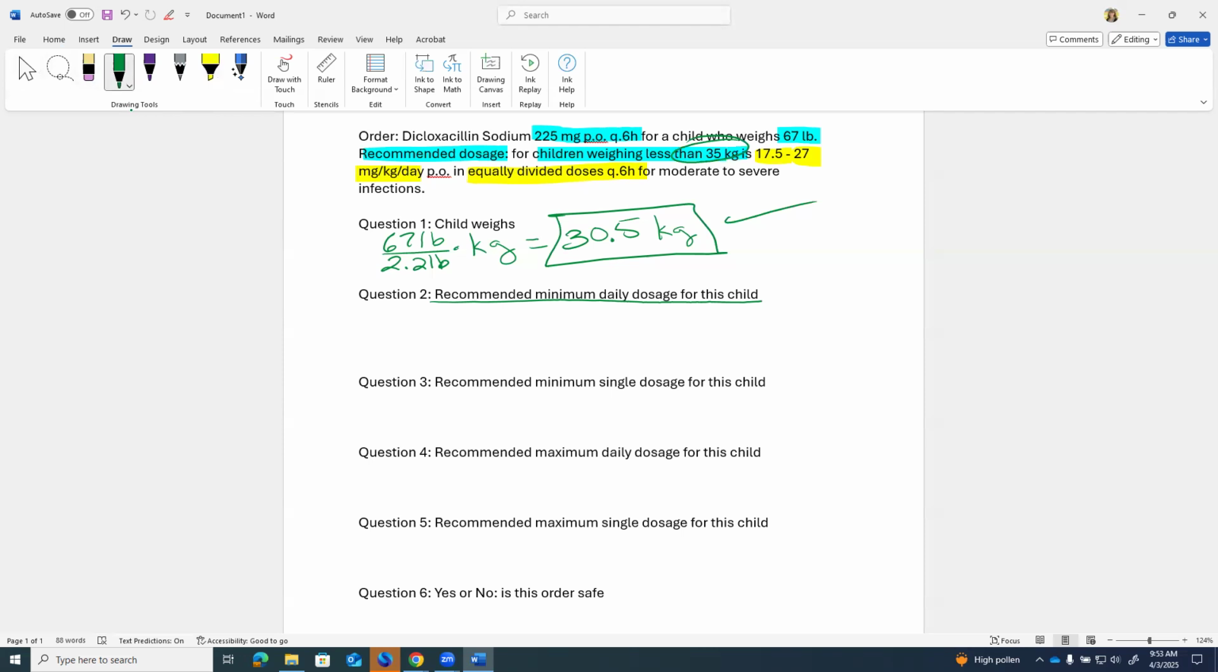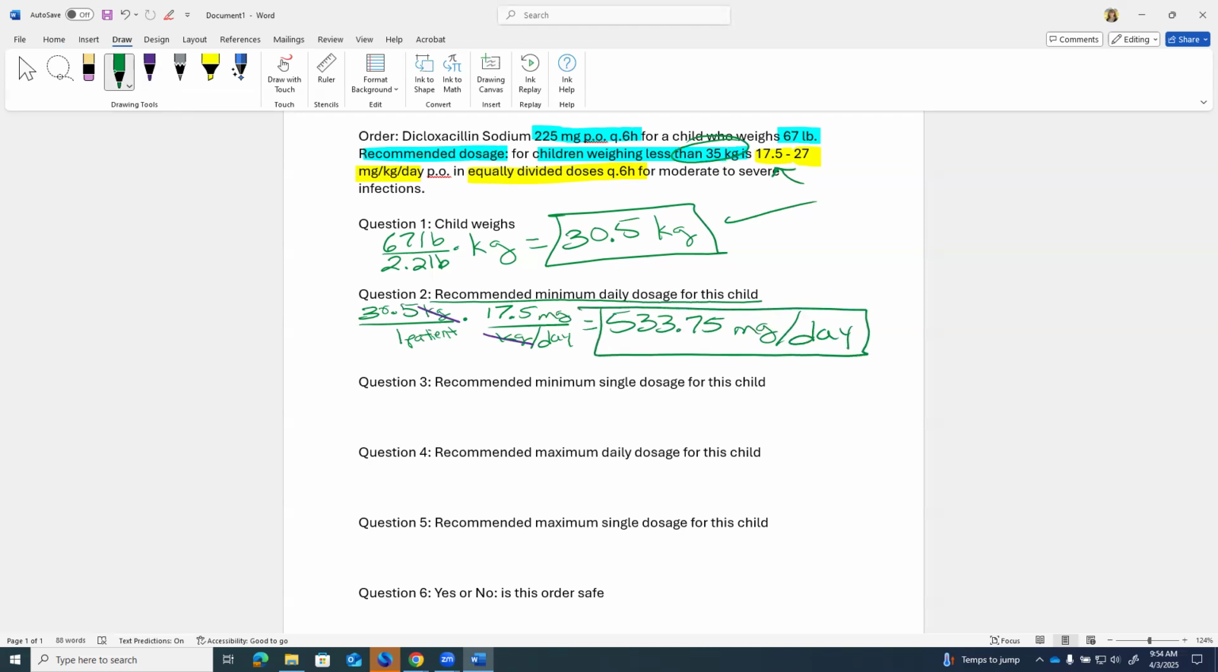So let's take our 30.5 kilograms. I'm going to put it over one patient. That's just for me, you don't have to do that. I'm going to multiply it by the minimum, which is 17.5 milligrams per kilogram per day. I noticed that the kilograms reduced. Yay, that's what we wanted. So now we have 30.5 times 17.5, and per day it's going to be 533.75 milligrams.